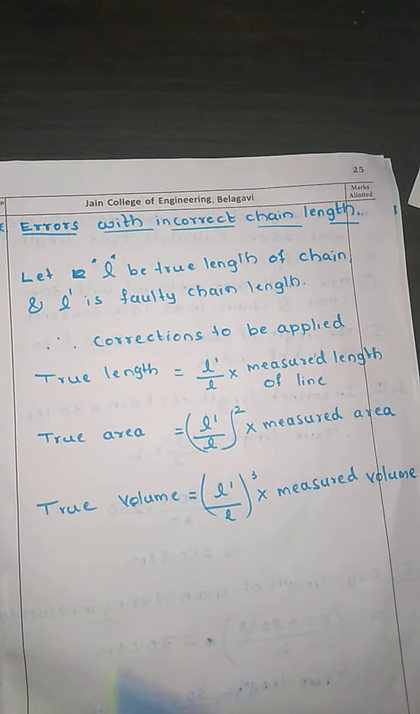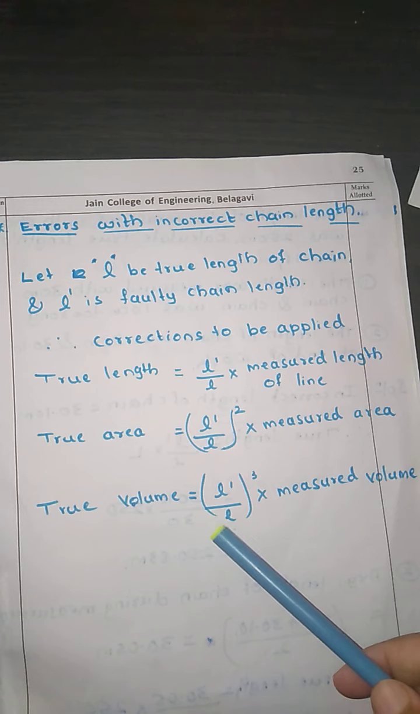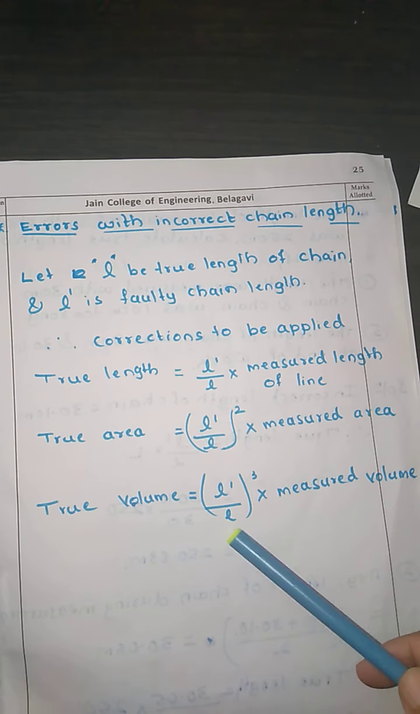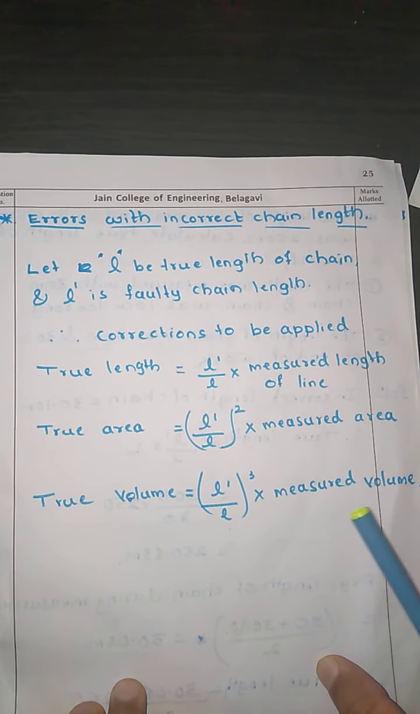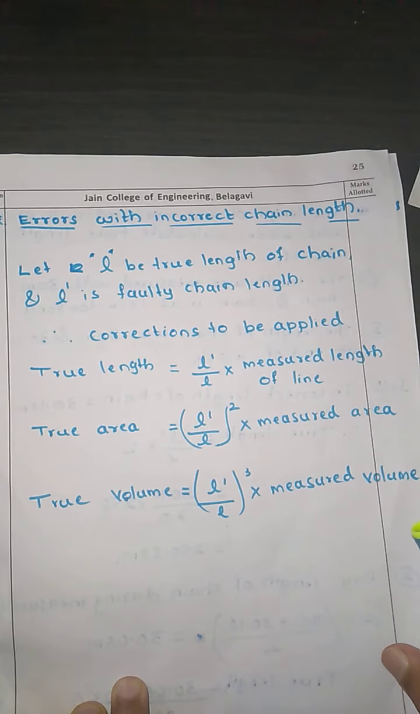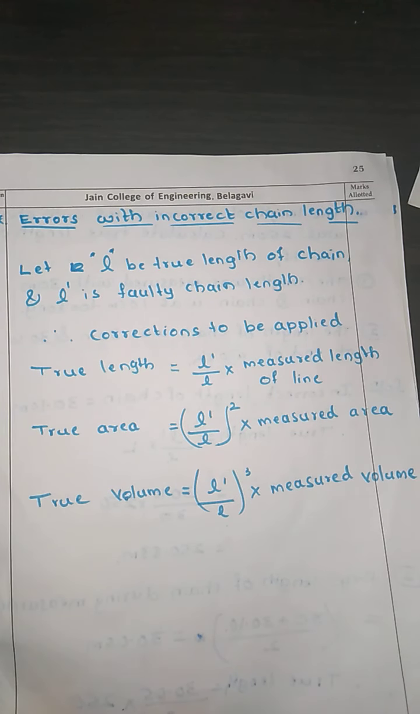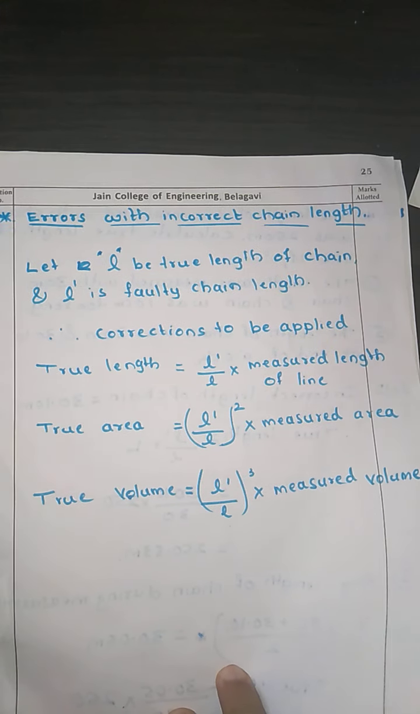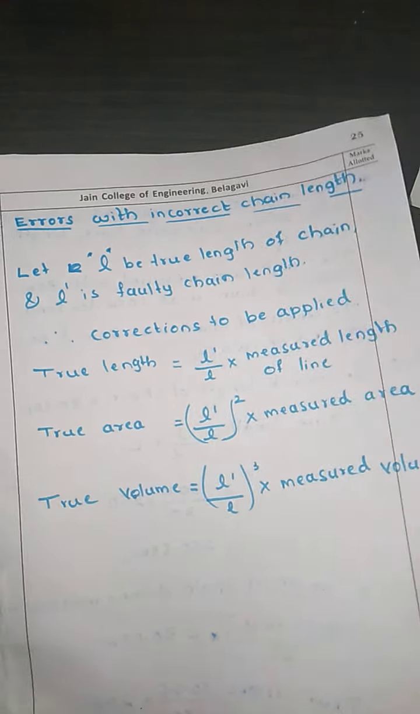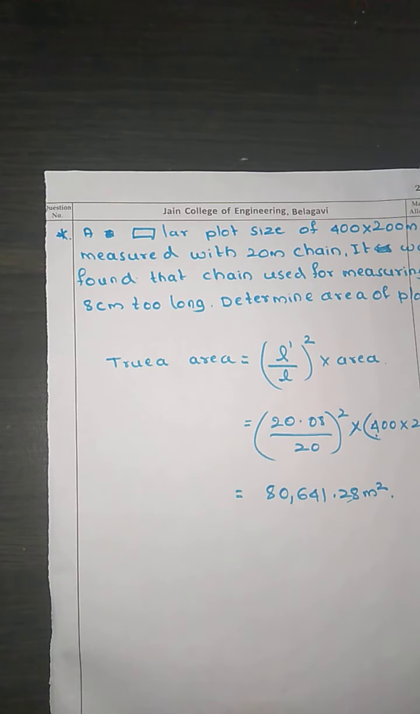Then true volume is equal to L dash divided by L, that is the faulty length divided by the true length, the whole cube, multiplied by measured volume. So this is when there is an error in the chain length. If we use the chain again and again, it may become too short or too long, and then we need to go for the corrections. Now we'll see one problem based on this.